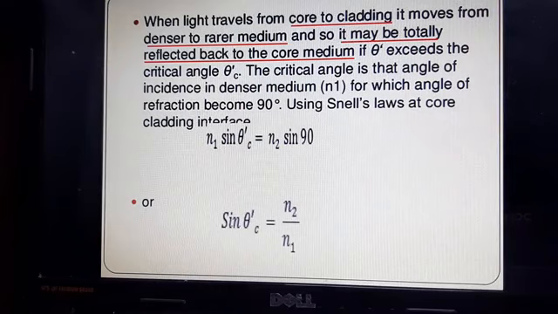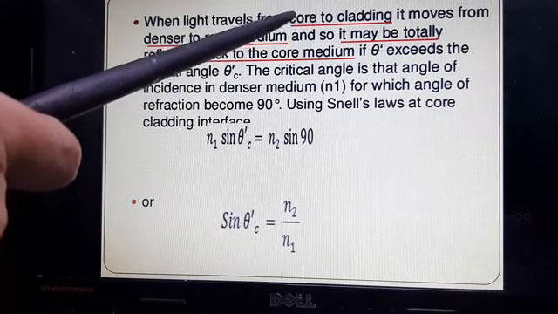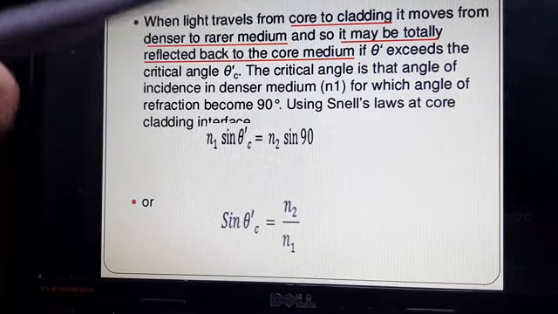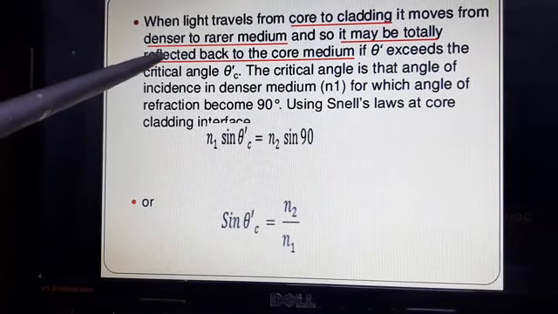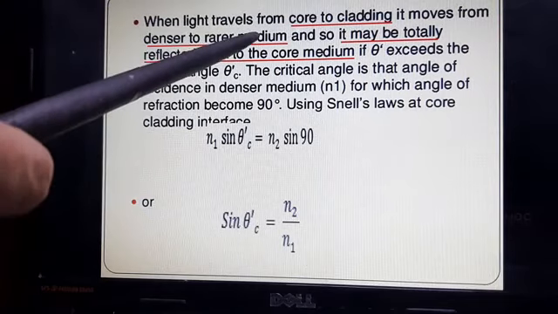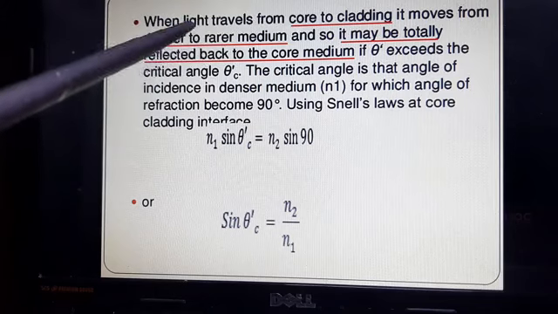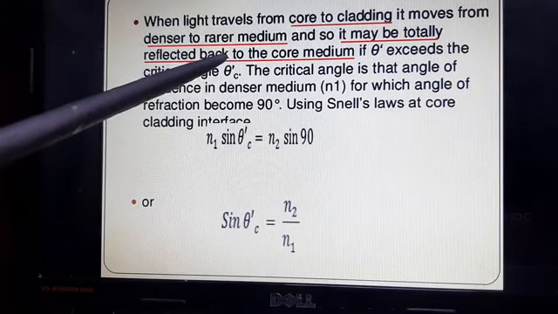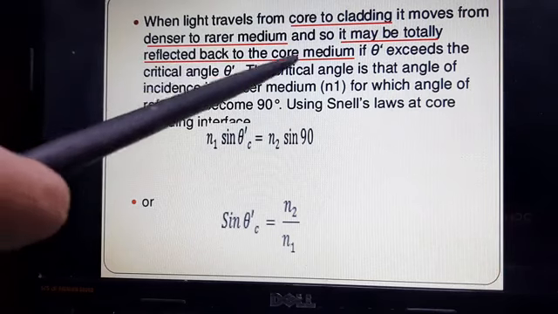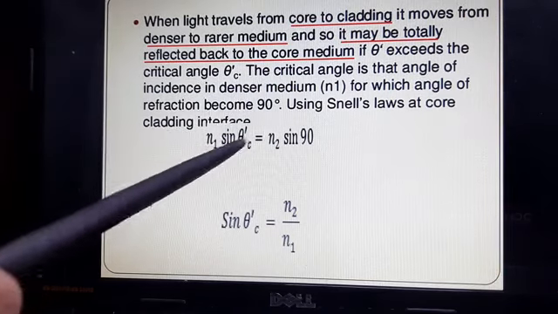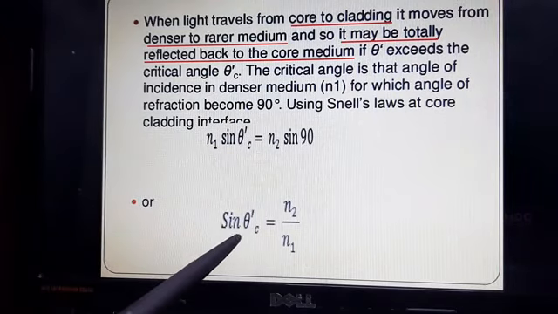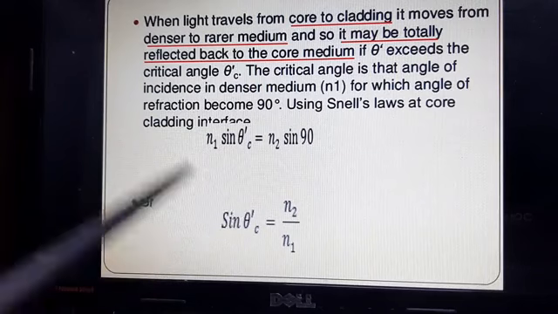So when light travels from core to cladding, core having high refractive index, to the cladding having lower refractive index, then it moves from denser to rarer medium. So it may be totally reflected, that is, total internal reflection is there. Using Snell's law, sin theta c dash is equal to n2 upon n1.